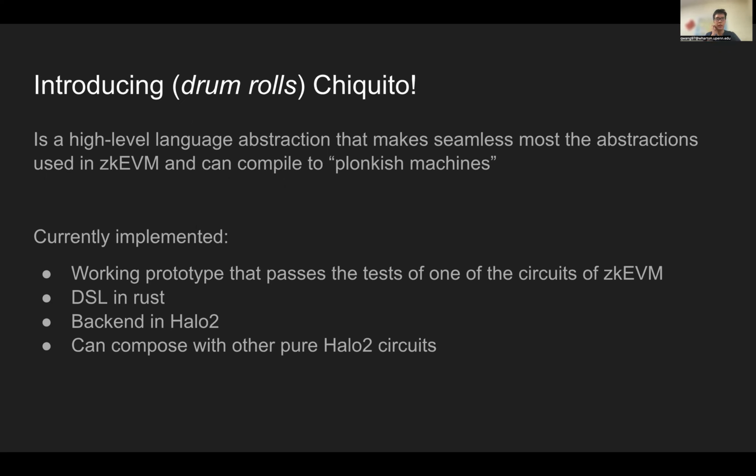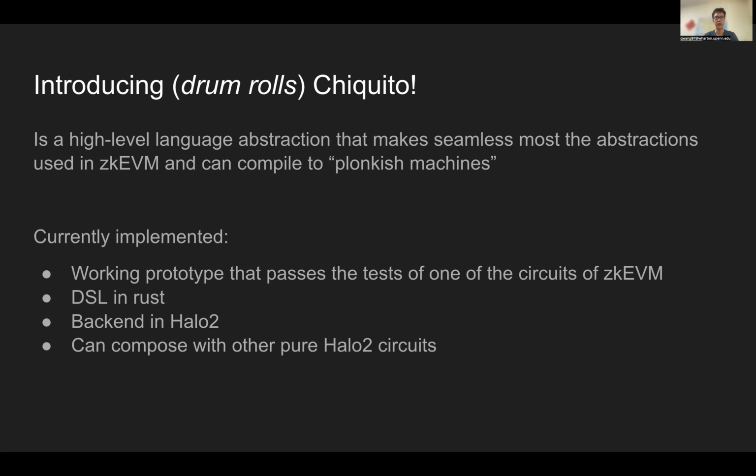And that's why we have Chiquito, which is a high-level language abstraction that makes the Plonkish machine compilation more simple. And currently, we've implemented a couple features. So first is that we have a working prototype that passes the test of one of the bytecode circuit of ZKEVM. And we also have a domain-specific language in Rust that the user can interact with. So if you know Rust, you know how to write Chiquito with some additional grammar. And then we also have a backend in Halo2.